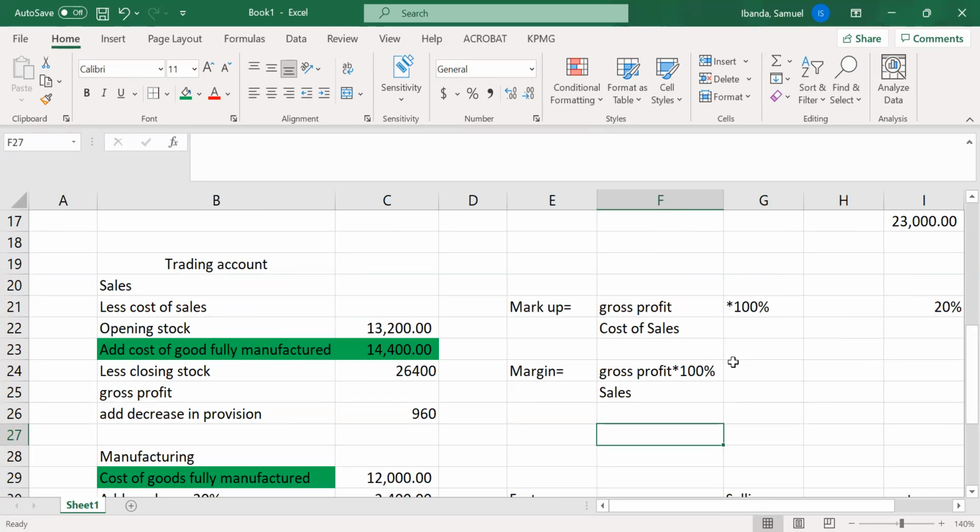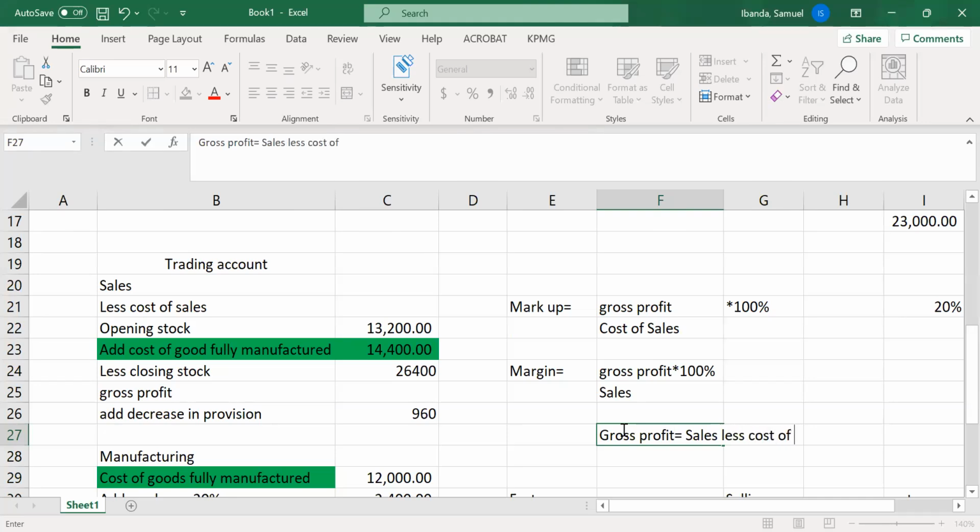I don't know if you get the picture. If you have all this information, you have margin, you have your gross profit, you have your sales, okay? You cannot fail to find markup because all you need on markup is the gross profit and the cost of sales. But remember very well that gross profit is what? Gross profit is usually sales less cost of sales.